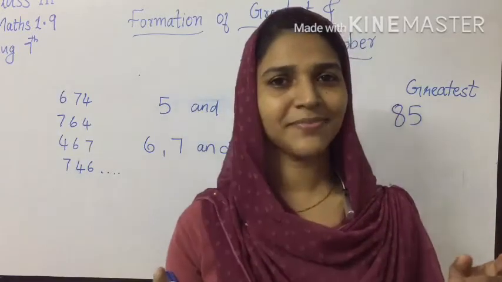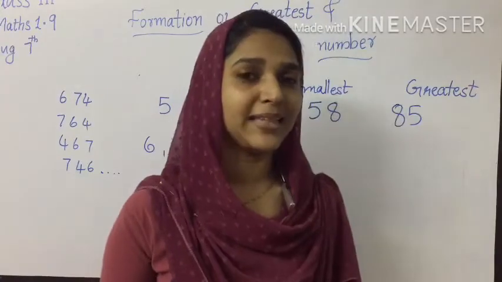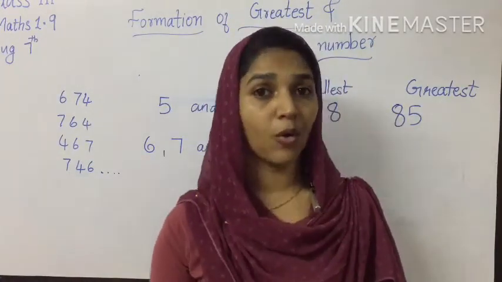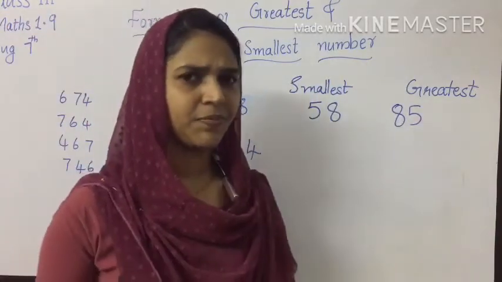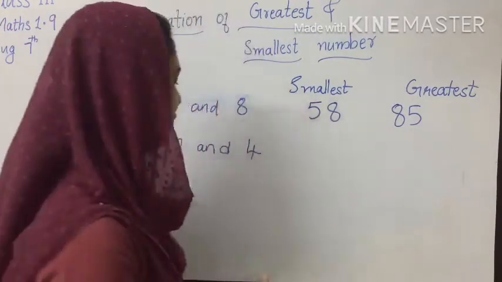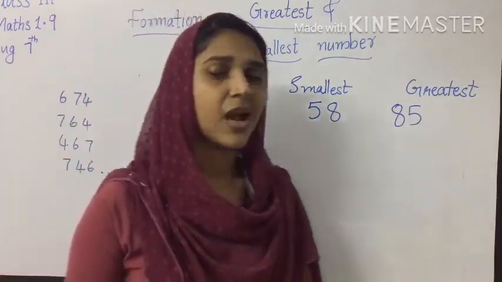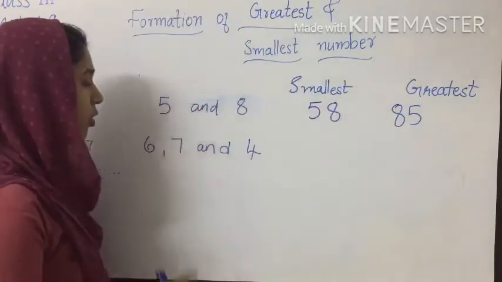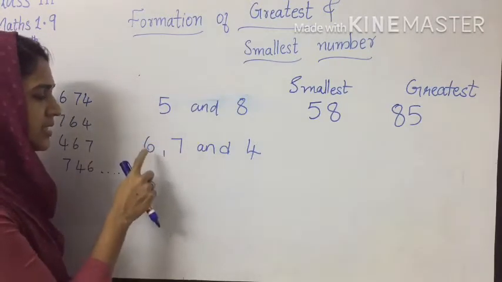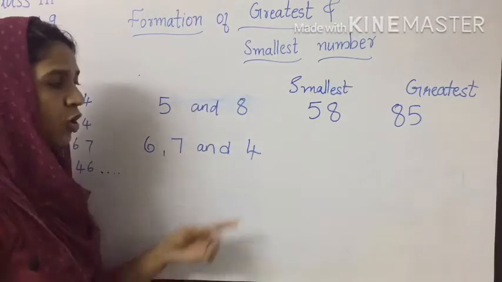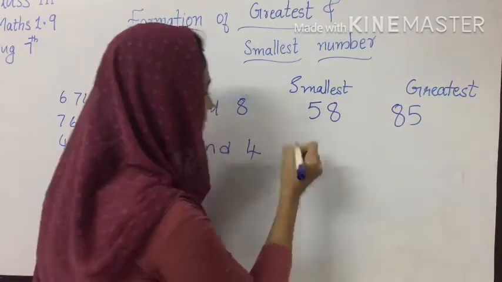Do you know what it is? You all know that we have to apply the ascending and descending order in these numbers to form the smallest and greatest number. Confused? Let me show you. To form the smallest number we will start with small digits, right? So we have to look at the smallest digit in the given numbers, that is 6, 7 and 4. Which is the smallest among these? 4. So we have to write the 4 first.